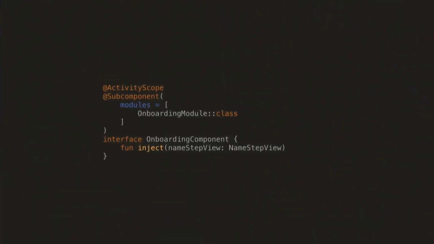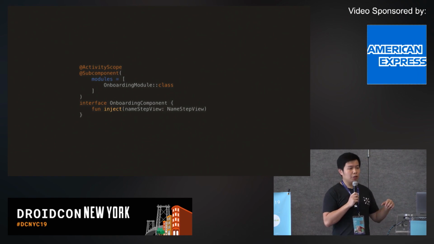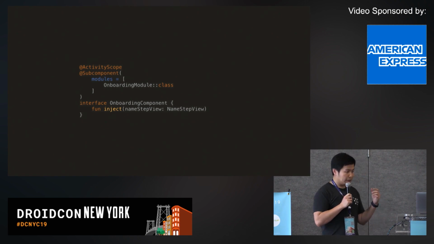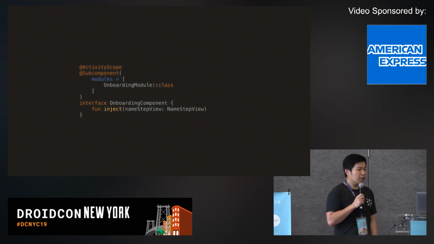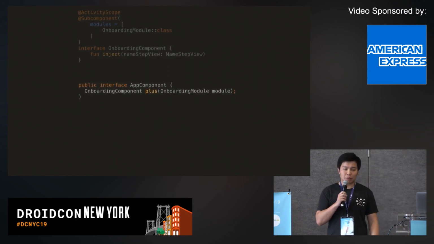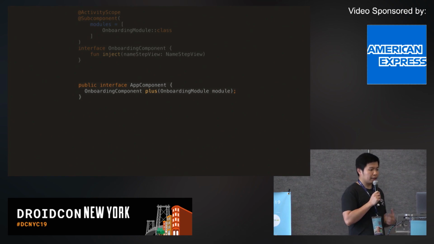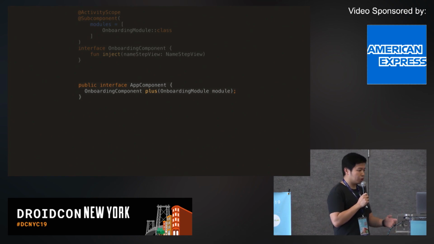Let's say we have this onboarding flow where it's just for a new user signing up for the app. We want the user to give us information like your name, your birthday, all sorts of information. And then we have this onboarding module where it encapsulates everything you need just for this feature. And then we have this onboarding component to provide your dependencies for this module. And then in your app component, you could just extend the onboarding component, and then add your onboarding module as well.